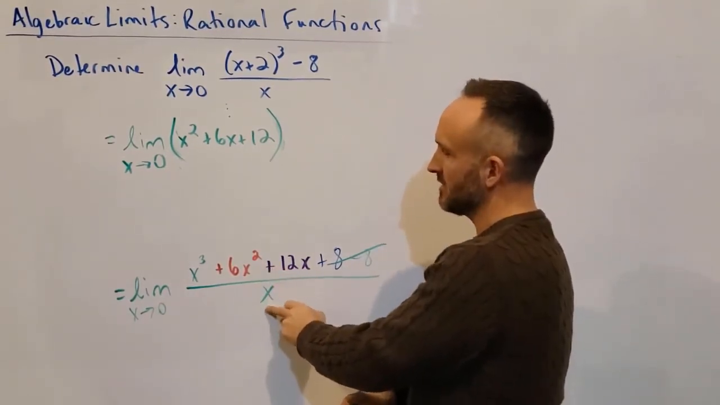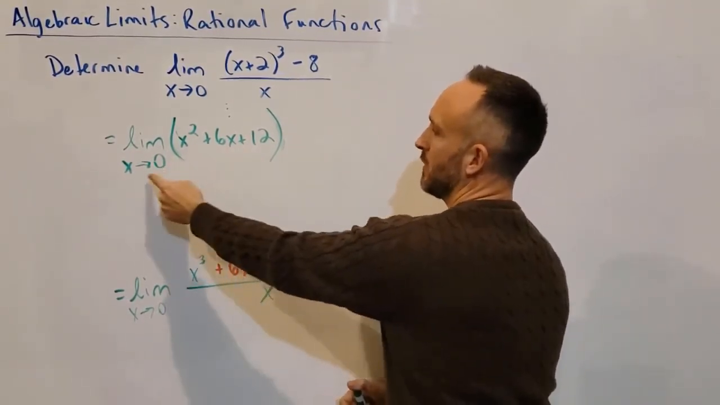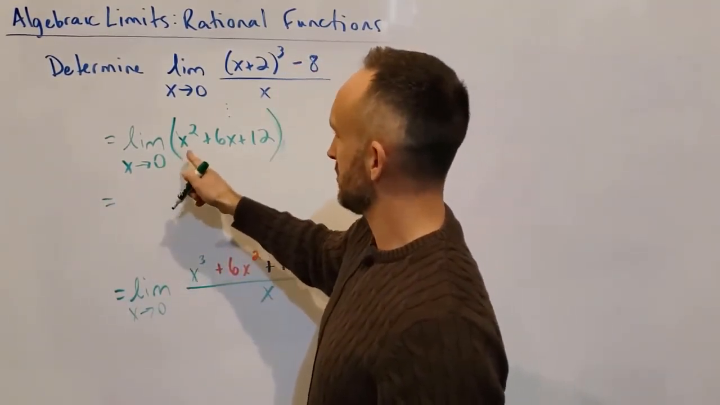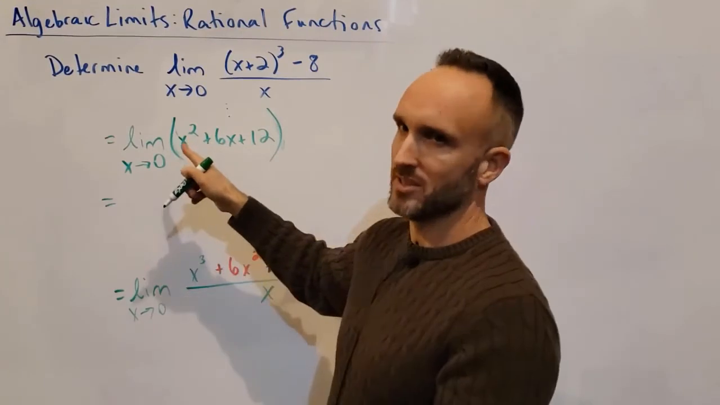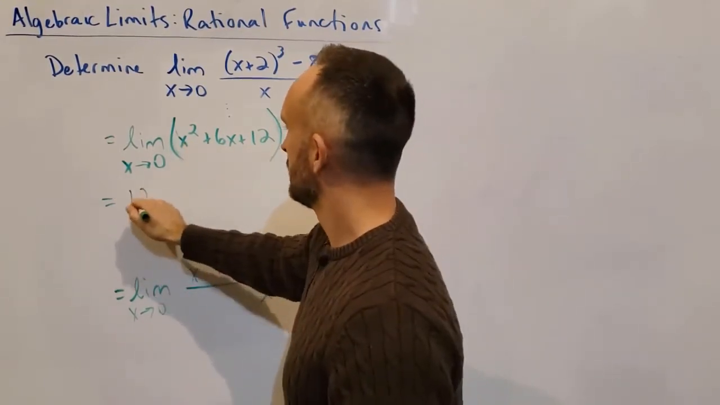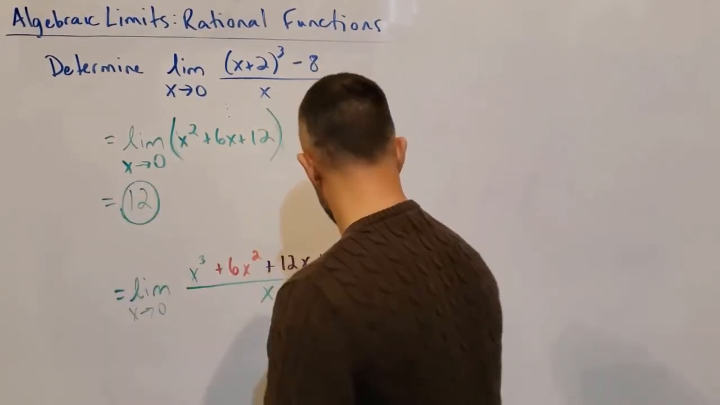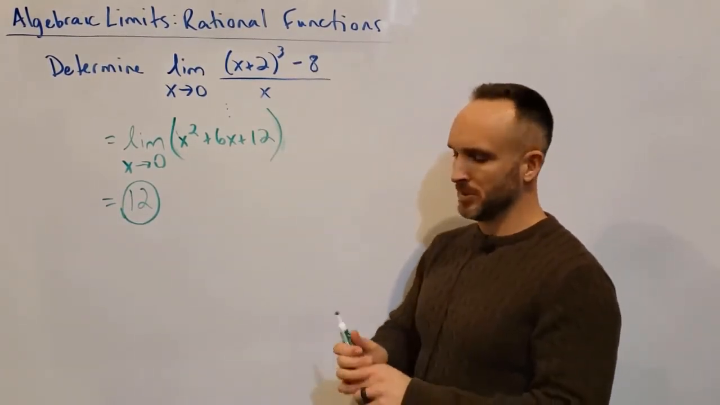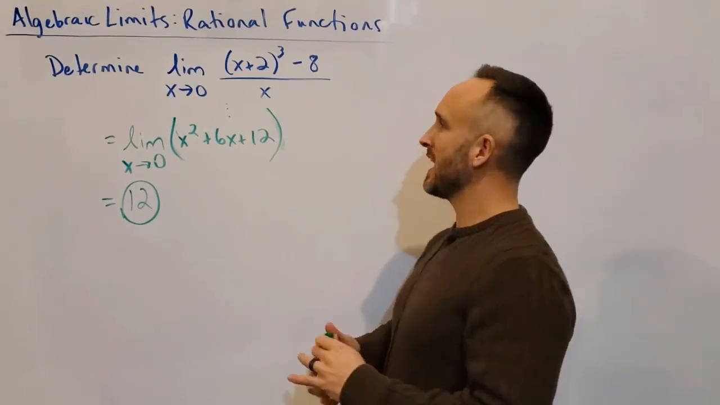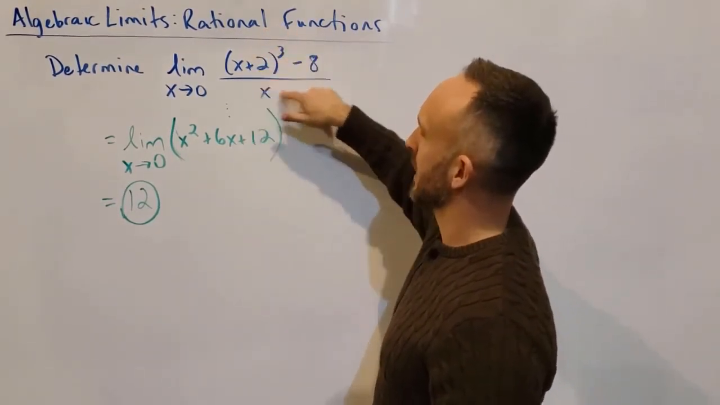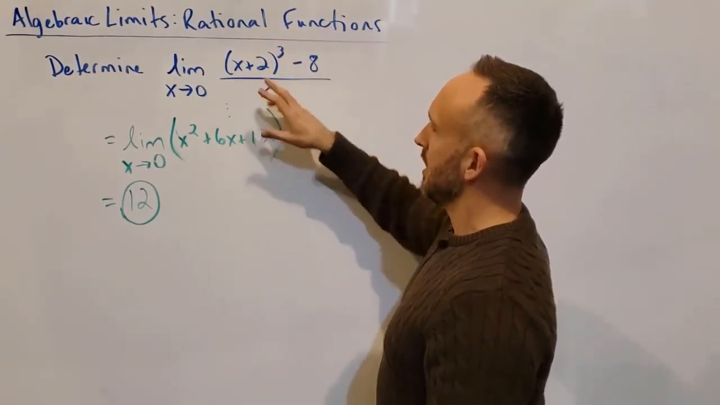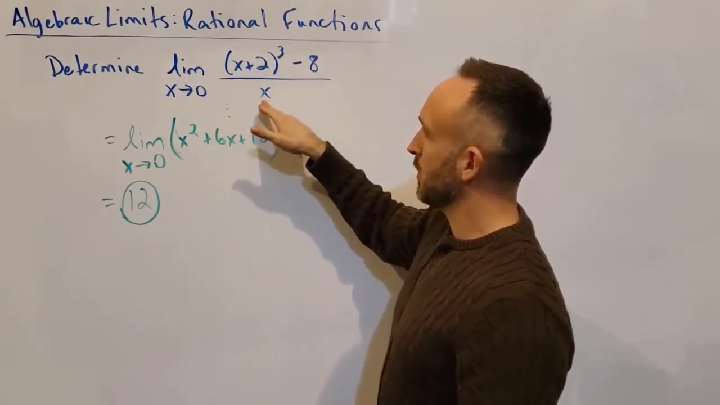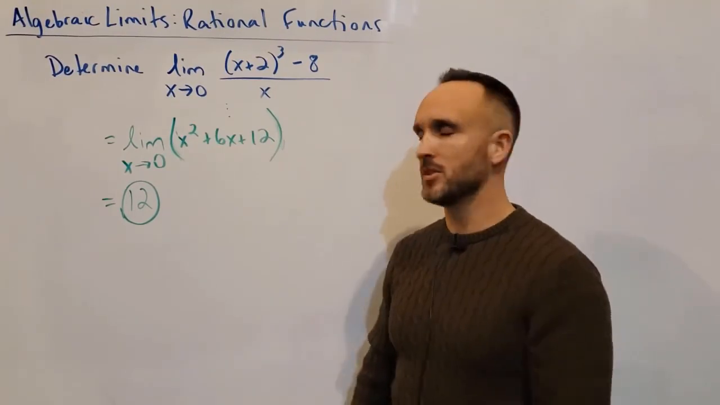But once that x in the denominator is gone, now I can do direct substitution to see that I get 0 squared, which is 0, plus 6 times 0, which is 0, plus 12. So the limit is 12. Okay? So there's another example of algebraic manipulation. It didn't involve any factoring. Instead, it involves simplifying the fraction just by distributing and canceling so that the denominator went away and allowed you to directly substitute the value.